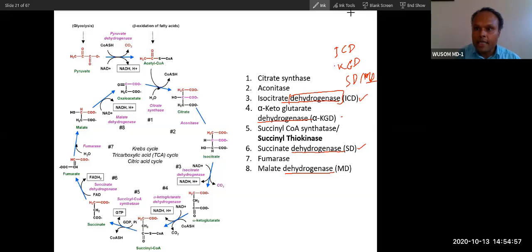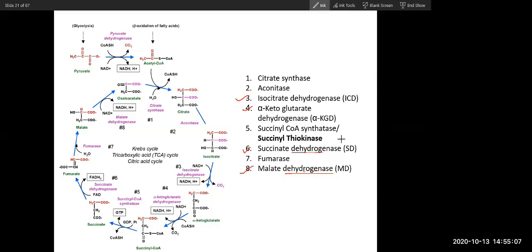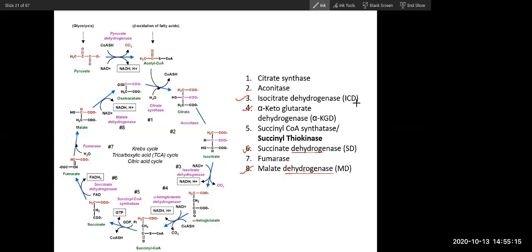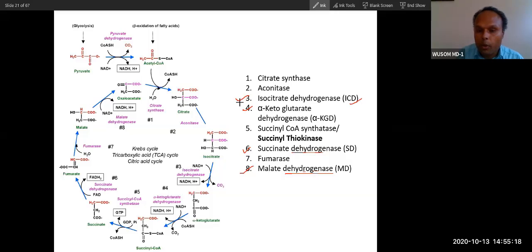If you remember these 4 enzyme names, you already know 4 steps: this step, this step, this step, and this step. Those are the 4 steps that will likely come on an exam. These are very, very important steps. You already know these are the steps where NADH and FADH2 are produced. This is the step where FADH2 is produced. At all other steps, there will be production of NADH, because these are dehydrogenases. Once you know the enzyme name, you will know the function also.